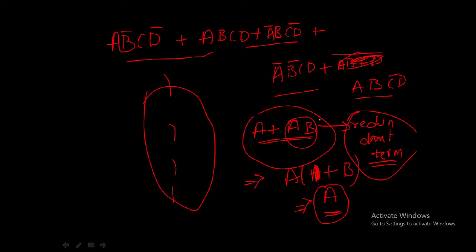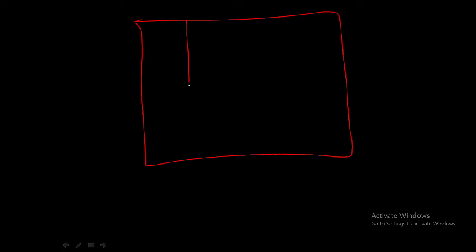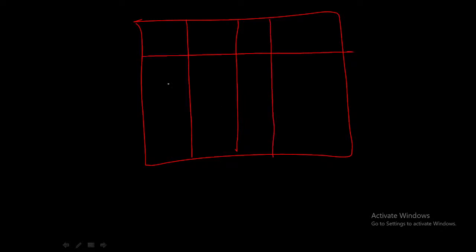Basically, a K map is a chart or a graph composed of an arrangement of adjacent cells. So a K map will have adjacent cells. A K map will look like this. It is a chart which consists of adjacent cells like this.